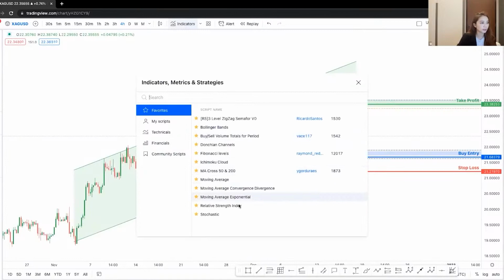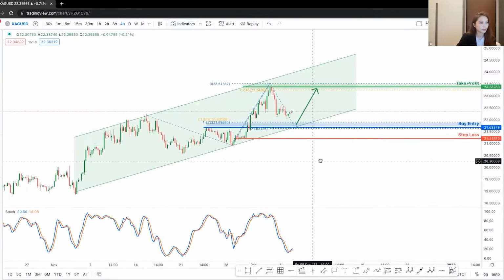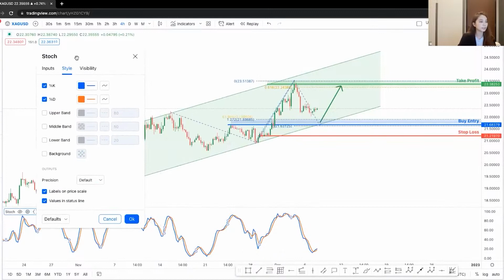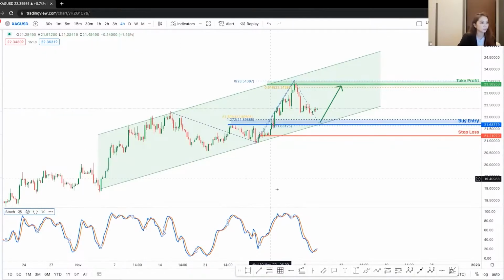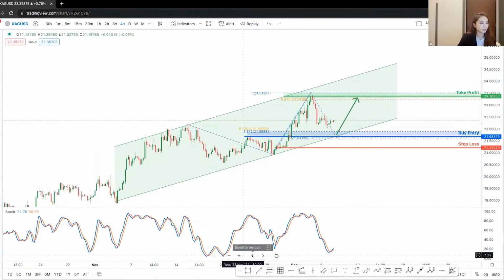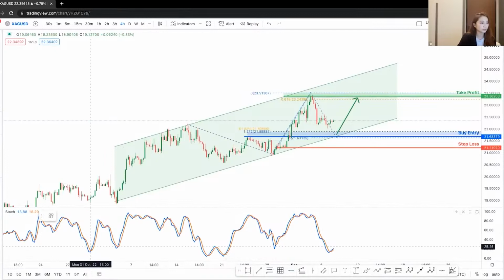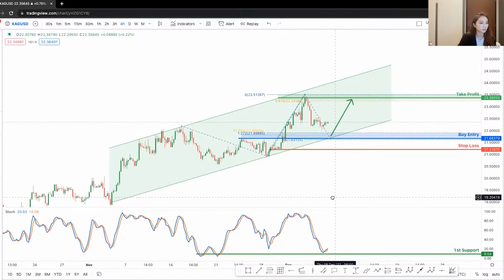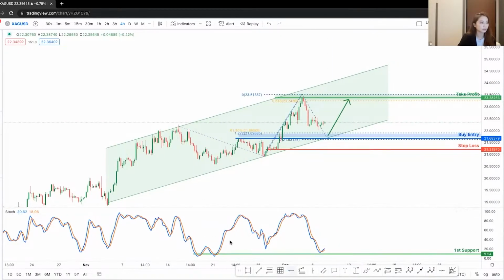Take a look at stochastics. So you can see that in this case, let me show the setting. The blue is percentage K and D is percentage D. And then we are looking at possible support levels. Resistance level.